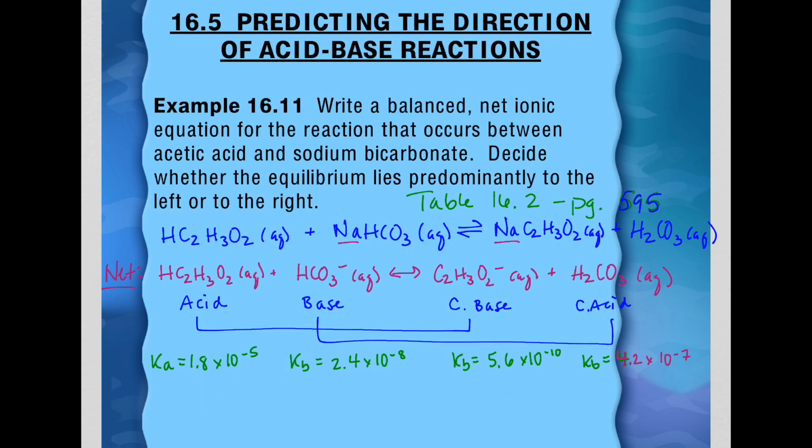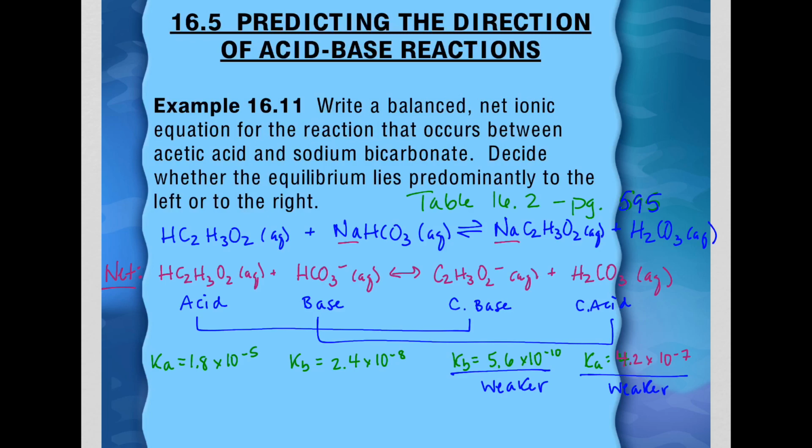So we said that equilibrium lies to the side that has the weaker acid and the weaker base. So if I compare all my values here, 10 to the -5, this acid versus 10 to the -7. Sorry, this should say Ka. There we go. So if I compare this acid to this acid, this one's the weaker one. So that's weaker. And if I compare my bases, 10 to the -8th, 10 to the -10th, the smaller the Kb, the weaker the base. So that's our weaker one there.